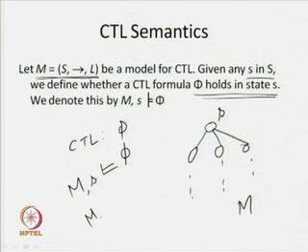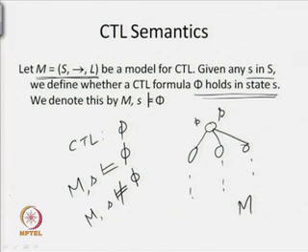Similarly, we use the symbol M, s does not model phi. In this case, it says that in state s, the formula phi does not hold. So, basically we say that phi holds in a particular state or phi does not hold in a particular state. If phi holds in a particular state, sometimes you can have a label of phi there, and the meaning of a CTL formula is defined on its structure, because a CTL formula may have subformulas also. So, inductively we define the meaning on the structure of the CTL formula.